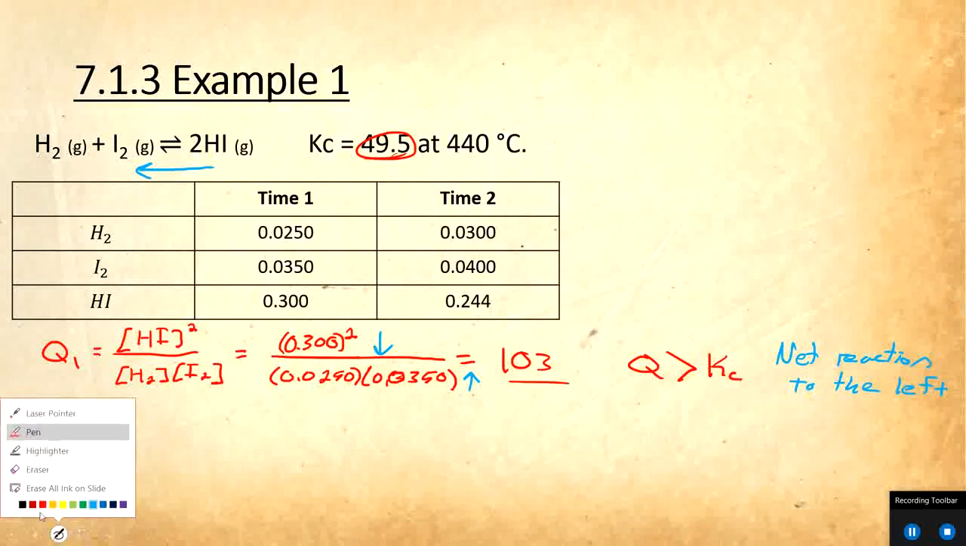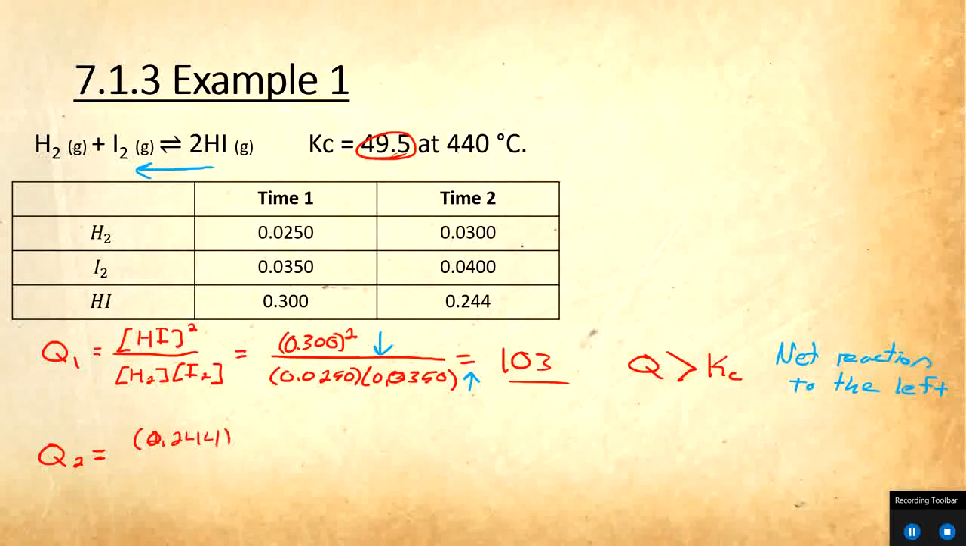And we then can calculate our Q for our second time. So we've taken another sample of this reaction later. We know it hasn't reached equilibrium yet, so we take another sample. Let's see if it reached equilibrium now. So it's going to be the same expression. That doesn't change because we're using the same reaction. So we can fill in our values.